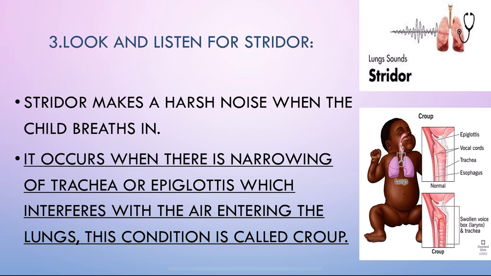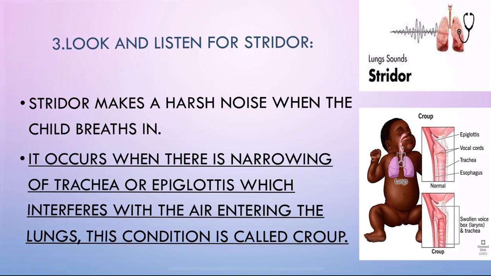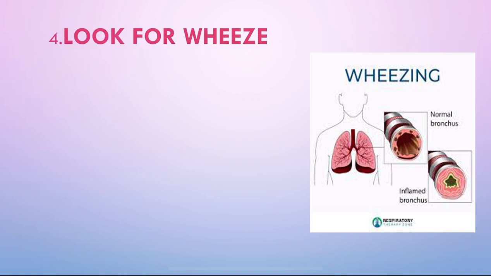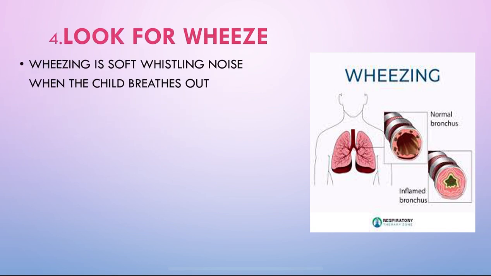What's happening in croup? There is a narrowing of the larynx or trachea or epiglottis, and it is interfering with the entry of the air into the lungs. Next, we will look for the wheeze. A child with wheezing will make a soft whistling sound. In wheeze, we have a soft whistling sound when the child breathes out. Can you see the difference here?